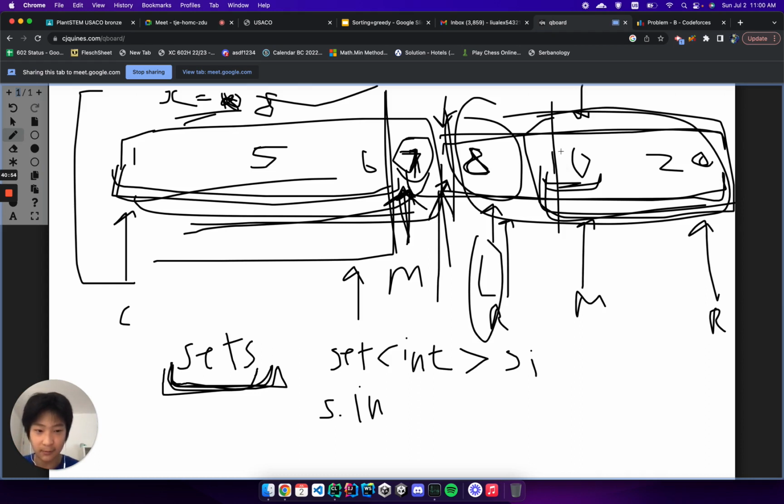So like with this example, wait, this is really messy. One second.